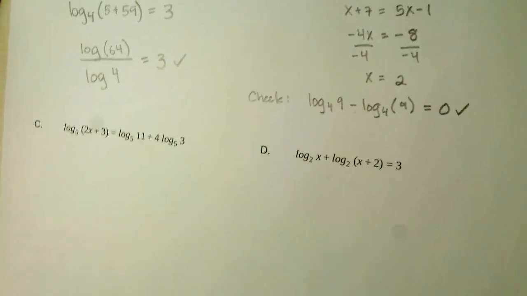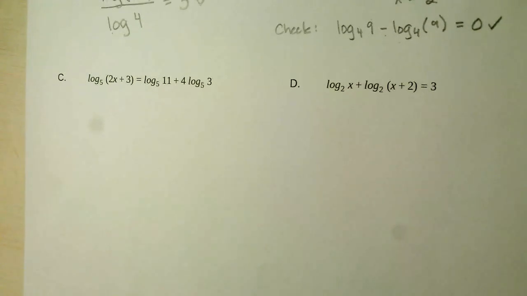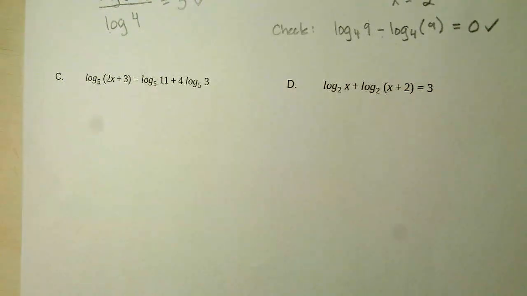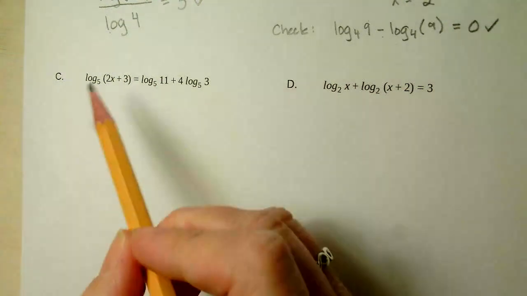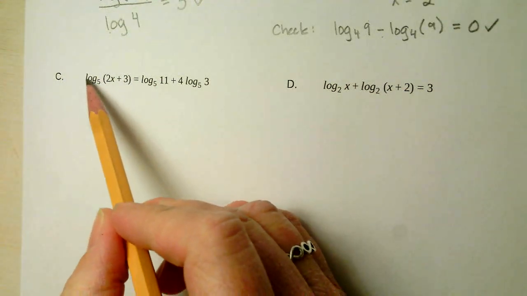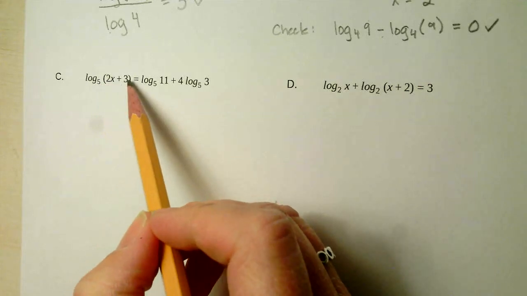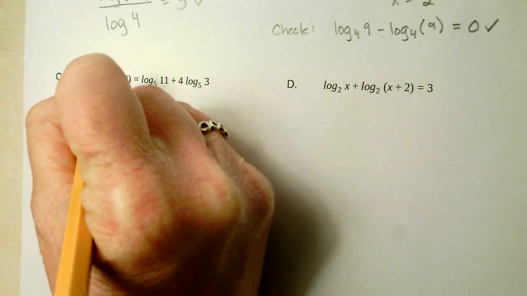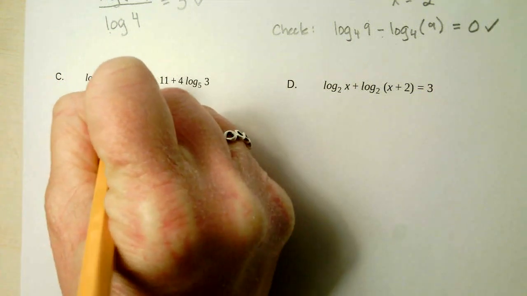Moving on to part C. So what you want to do is simplify the left side and then simplify the right side. If you look at this, log base 5 of 2x plus 3, there's nothing we can do to simplify on that side. So I'm just writing that down again.